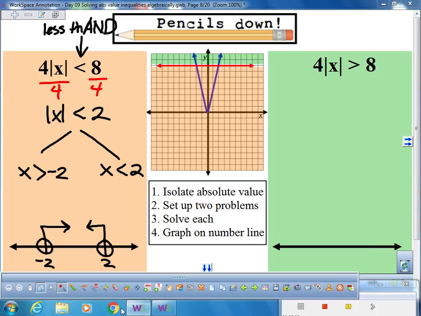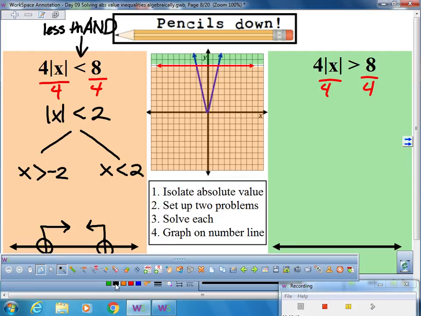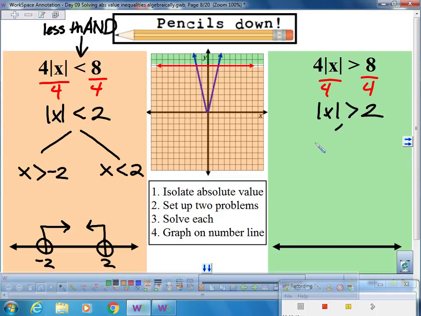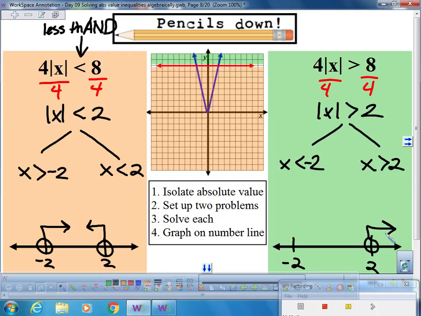Now I'll do this one on this side. The same steps. I'm going to divide by 4, divide by 4. So now I have absolute value of x is greater than 2. Set up two equations. I have x is greater than 2, and I have x is less than negative 2. Flip the sign and change the sign. 2, negative 2. X is greater than 2 means it's going to go out. X is less than negative 2, so this way. And again, consistent with my greater than sign.